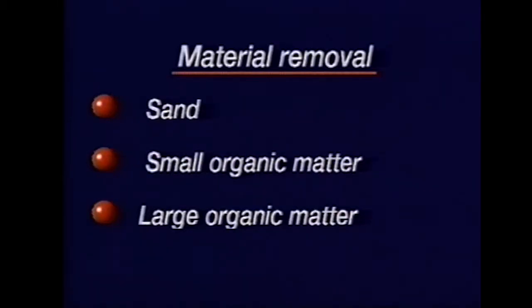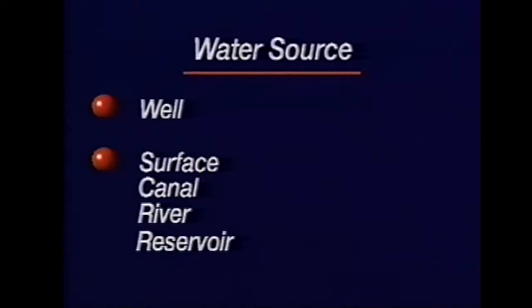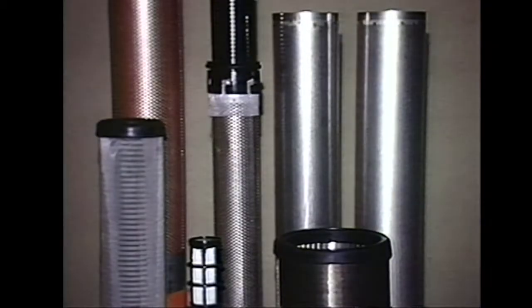Filtration devices can be categorized by the types of material which they remove. For example, sand separators can remove sand but are ineffective at removing silt, clay, and organic matter. Another method of discussing filtration is in relation to the water source. That is, if it is a well supply or a canal or river supply. Some devices are used on both well and surface water supplies.